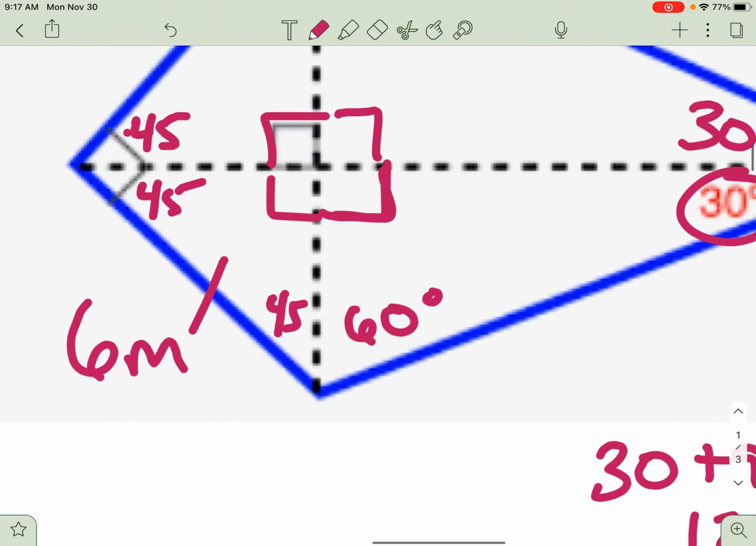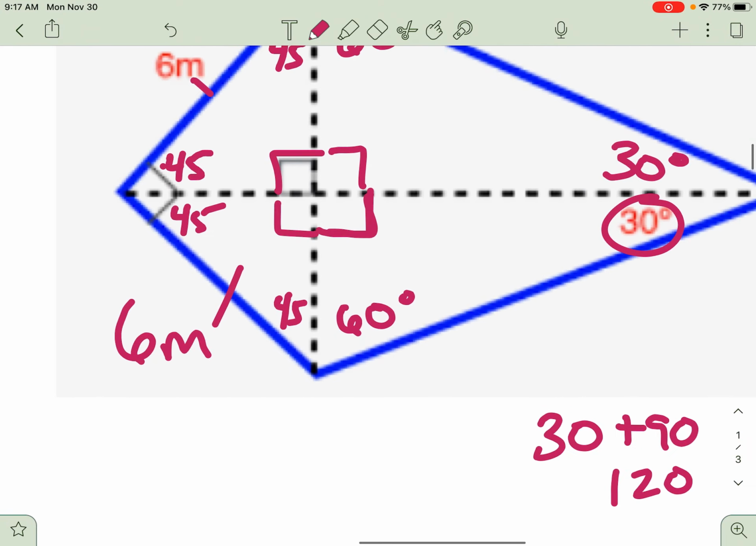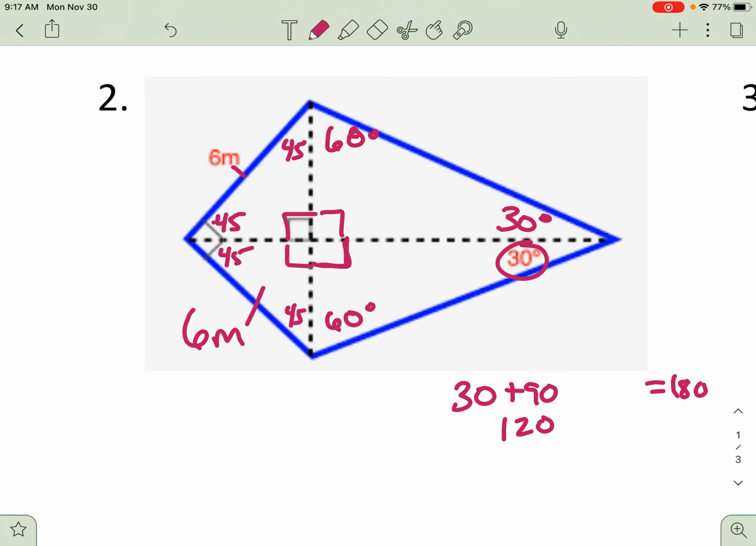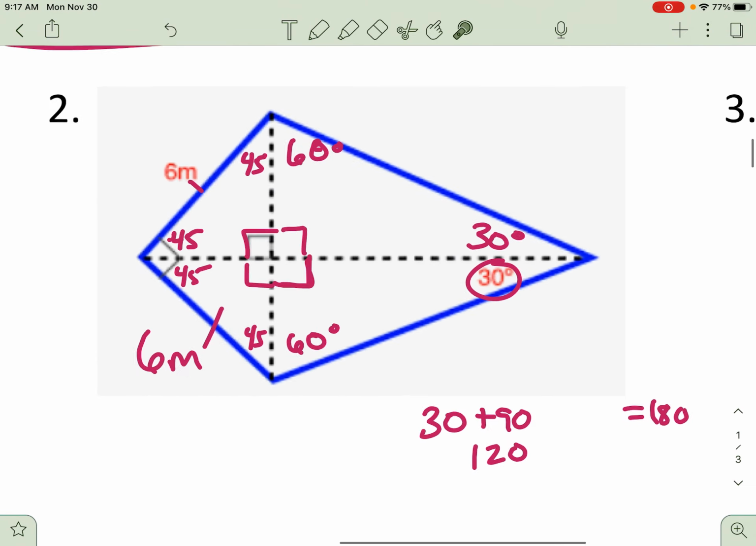Now, if we know that, we can do side lengths as well. 45, 45, 90. We could continue to solve that. We could use trig for this angle if we wanted to, but we're not going to do that right now.